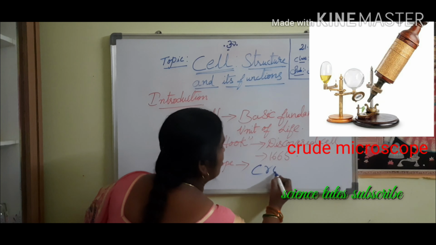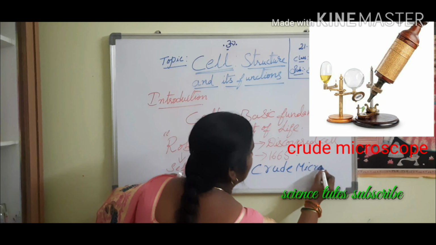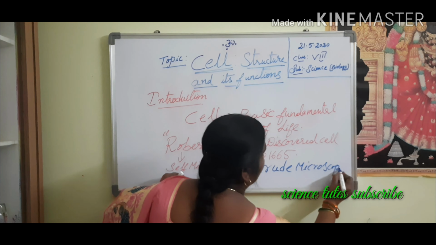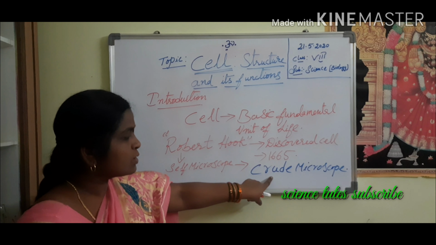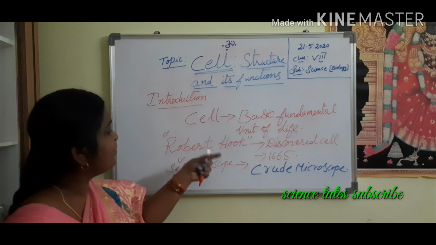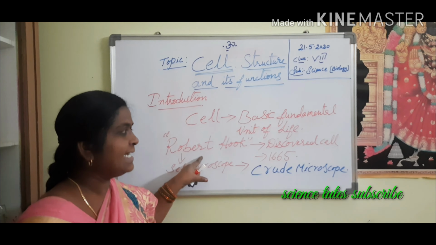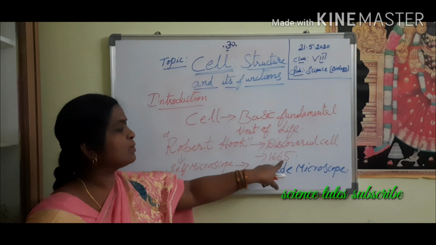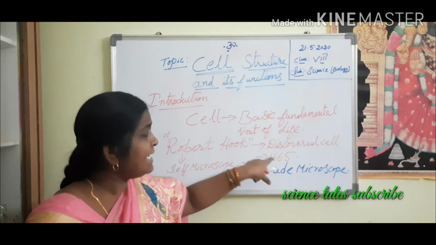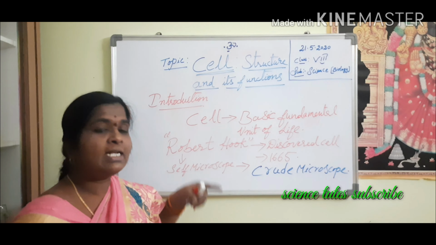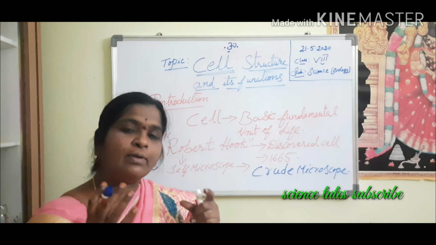Crude microscope. What is the name? Tell me. Crude microscope. With the help of this crude microscope, which he self-designed, Robert Hooke, an English scientist, discovered the cell in the year 1665. He was so curious how the living organisms are made up. So he wanted to know about the cell.